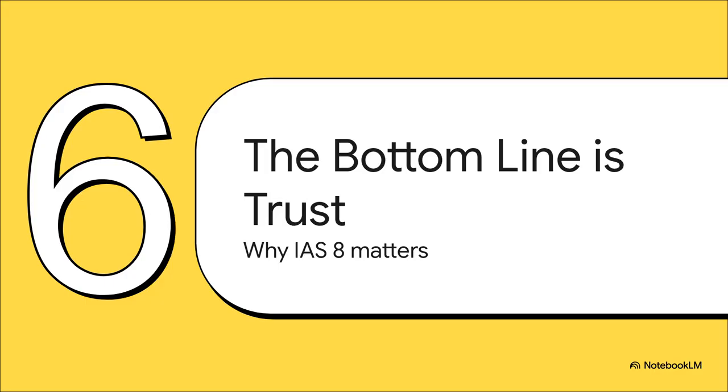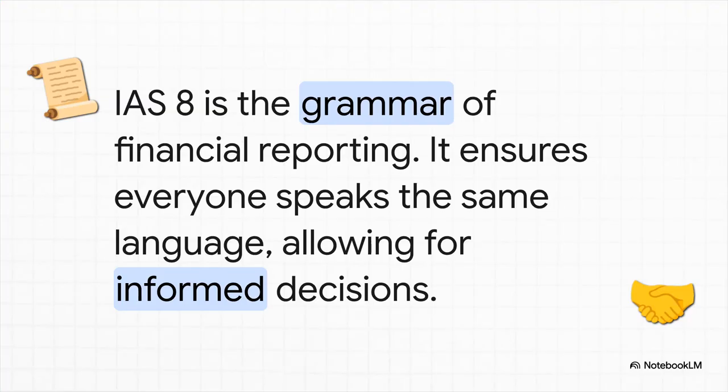So after all that, policies, estimates, errors, looking backward, looking forward, what's the real takeaway here? Why should you actually care about IAS 8? Well, it all boils down to one simple but incredibly powerful idea. Honestly, the best way to think about IAS 8 is as the grammar of financial reporting. It gives us the structure and the rules that turn what would otherwise be a jumble of numbers into a coherent and trustworthy story. It doesn't matter if you're an investor, an employee, or a student. This standard makes sure the story you're reading is consistent and actually makes sense.